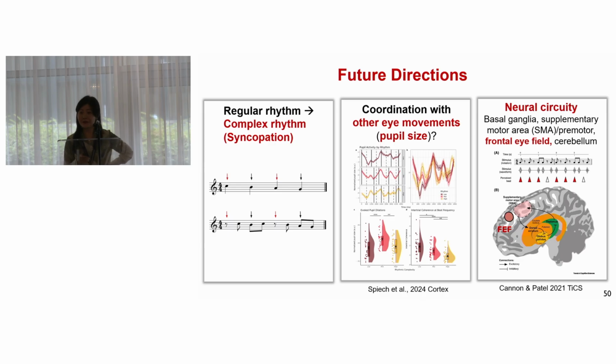Yeah, it's a very good question as well. We would really want to look at those neural circuitries, especially the basal ganglia and also the SMA and premotor cortex. As we already know, the eye blinks track those signals. We propose maybe the frontal eye field also contributes to the circuitry. The frontal eye field may not only guide our visual sampling. Maybe it also guides our auditory sampling.